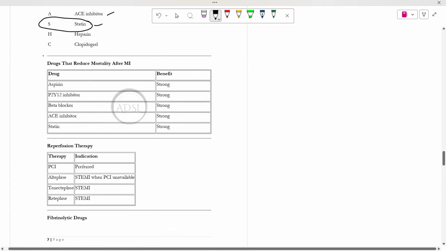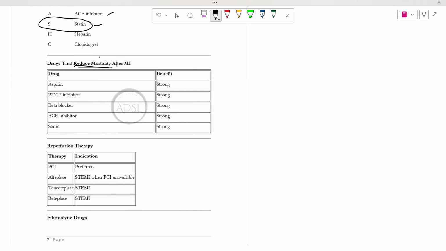So, which are the drugs that reduce mortality? See, all of these drugs can be used. They have various functions, but out of these, which are the ones which will reduce mortality? Aspirin, P2Y12 inhibitors, beta blockers, ACE inhibitors, and statins. So in your USMLE, once in a while they might ask you which one is going to decrease mortality. So remember aspirin, remember beta blocker, remember ACE inhibitor. These are the three ones which are usually asked.